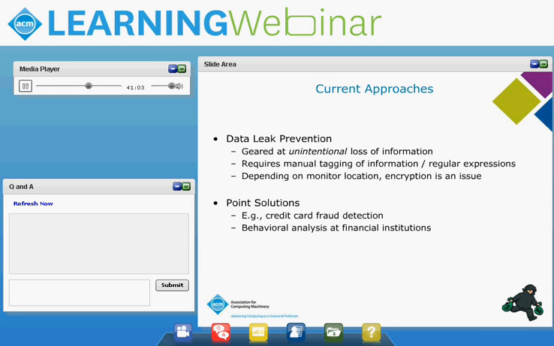So there are two real current approaches in industry, at least, looking at insider threat detection, and not so much detection as prevention. One is looking at data leak prevention, and the other are point solutions. In terms of data leak prevention, at the moment, in industry, we're geared much more towards unintentional loss of information. We're not there yet with being able to detect intentional removal of information for a malicious purpose. And there are also point solutions.